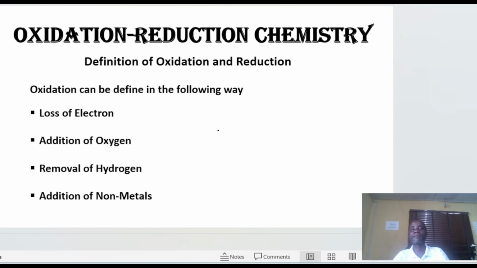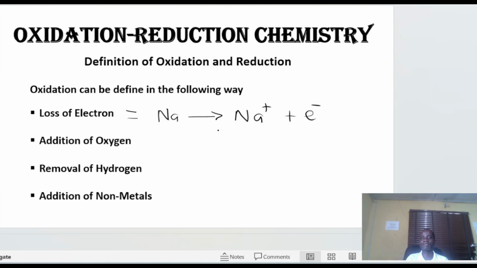For instance, when metals generally give out their outer electrons to the neighboring atom during chemical reactions, their oxidation number increases. For example, let's look at the sodium atom. When a sodium atom gives out the outer electron it becomes a sodium ion, which can be given in the form of this equation: Na gives one electron to become Na+, plus one electron. Basically, the oxidation number of sodium has increased from 0 to 1.